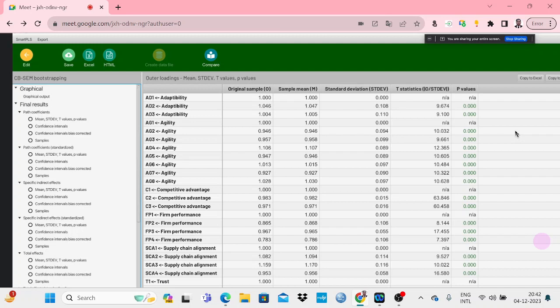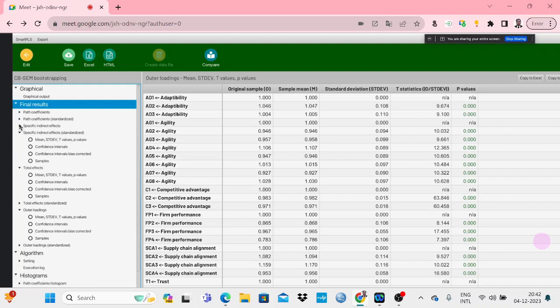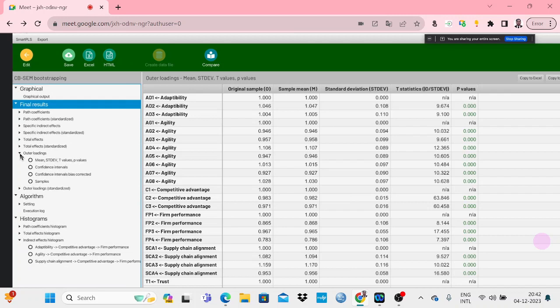So if any item gets a factor loading of less than 0.5 in case of CBSEM and 0.7 in case of PLSEM, then we simply drop that item, and dropping that item will improve your Cronbach alpha as well as average variance extracted and composite reliability also. Okay, so this is the final analysis of the model.